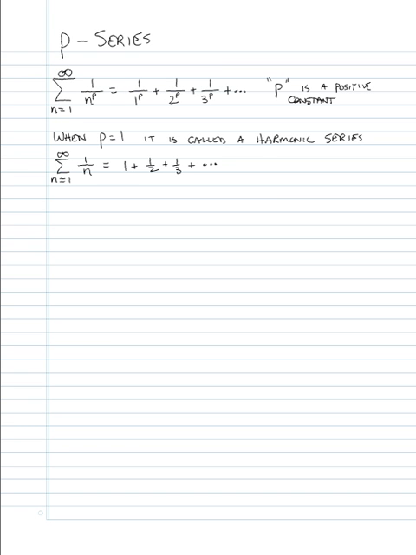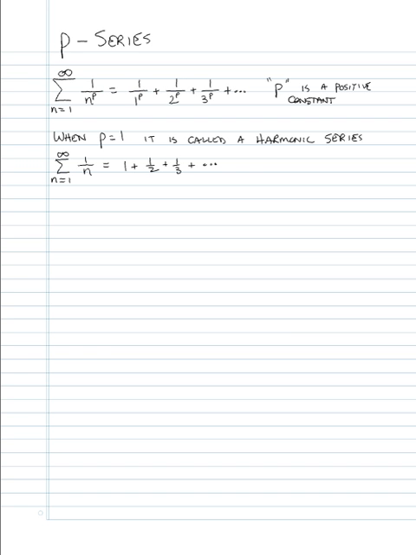So as promised, we're discussing p-series. And a p-series is a series of the form that I've written down here: the sum from n equal 1 to infinity of 1 over n to the power p. That's where the name comes from, where p is a positive constant.